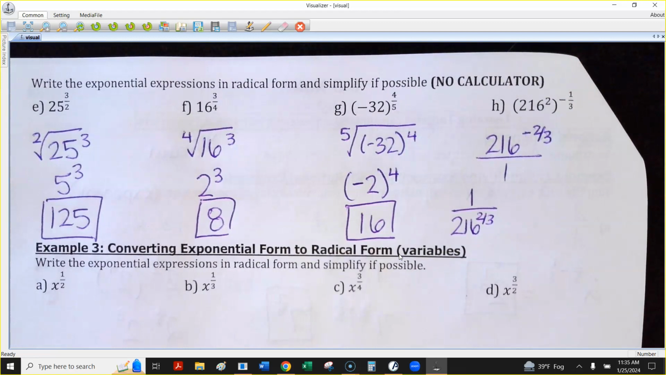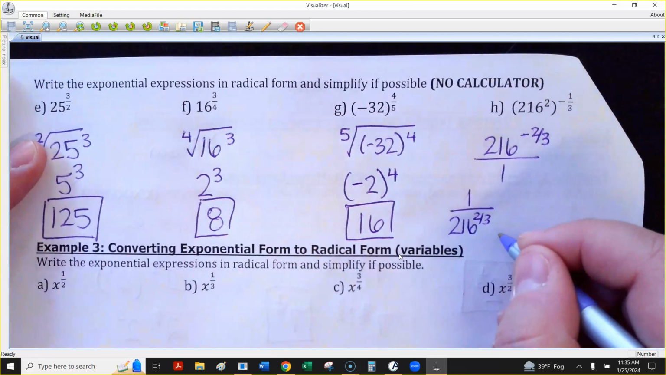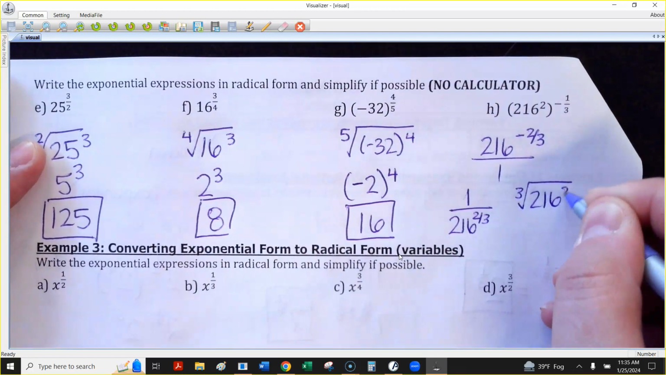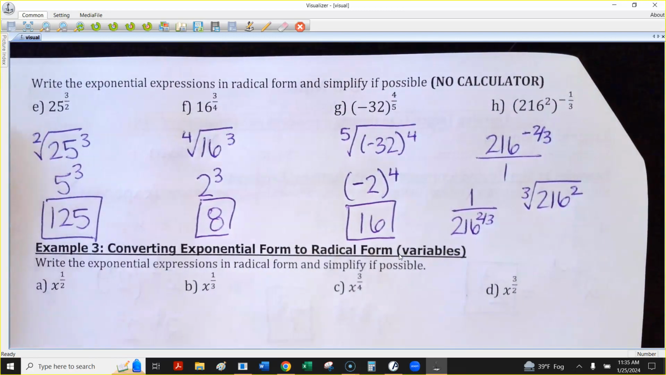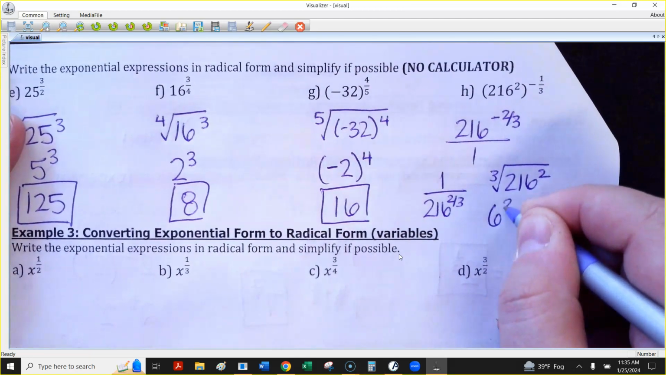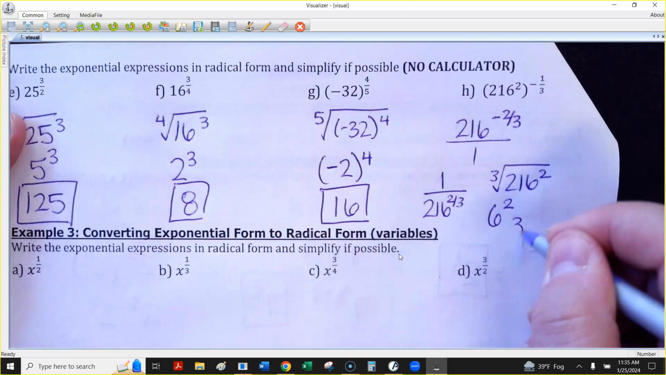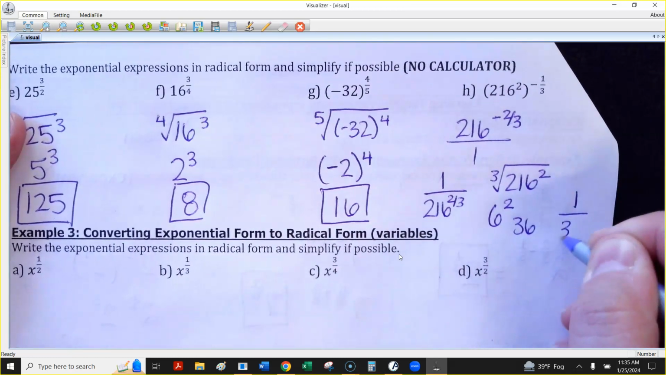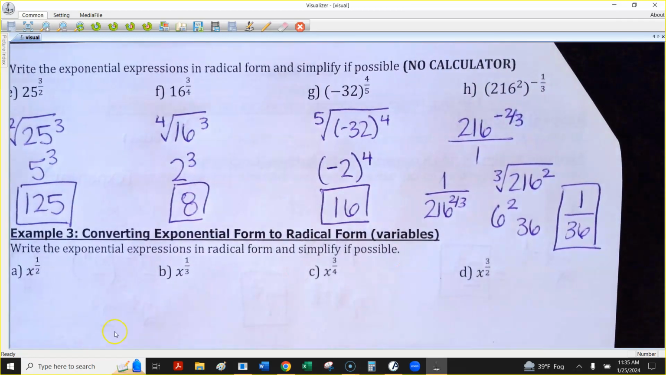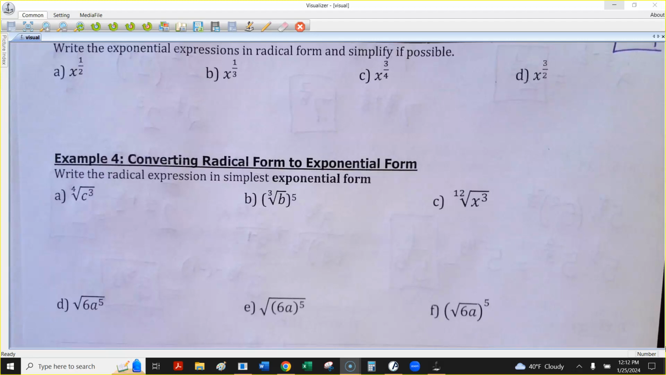Now, if I do my little bottom out, I'm going to do the 3rd root of 216, and then we'll square it. Does anybody know the 3rd root of 216? 6. So this is really 6, and then we have to square it, so 36. For my answer, we're just going to make sure we put that in the bottom of a fraction, so it'd be 1 over 36.